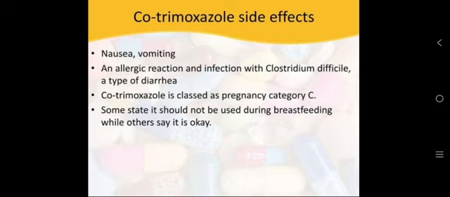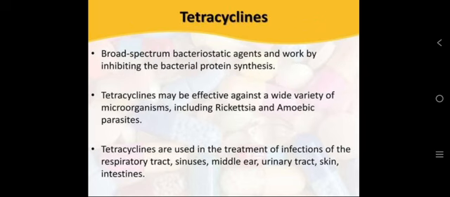Cotrimoxazole side effects, nausea, vomiting. These are the common side effects of the administration of cotrimoxazole. An allergic reaction and infections with Clostridium, a type of diarrhea. Cotrimoxazole is classed as a pregnancy category C drug. Some state it should not be used during breastfeeding, while others say it's okay.